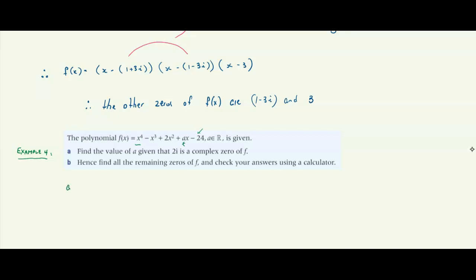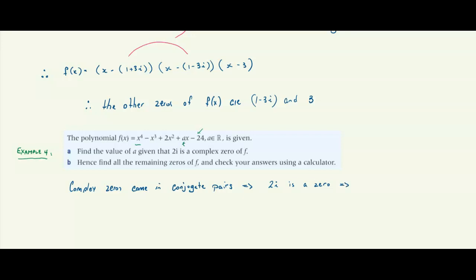So we know that if 2i is a complex zero, what's the other complex zero? Remember, complex zeros come in conjugate pairs, right? They're very social. They can't go alone, the old complex zero. So therefore, if 2i is a zero, then what's its conjugate?